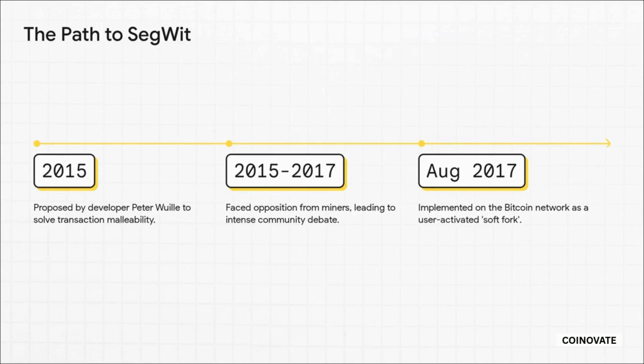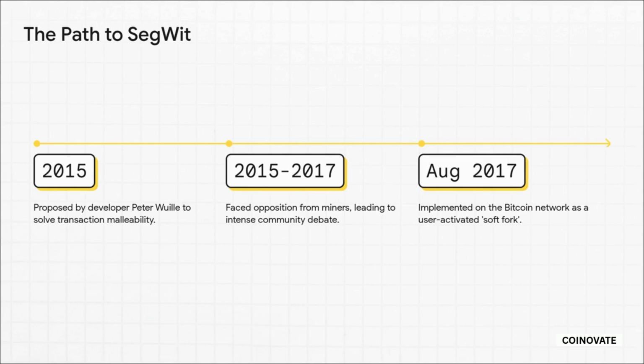But this seemingly simple idea did not have an easy ride. It was first proposed way back in 2015 by a developer named Pieter Wuille. What came next was two straight years of really intense, sometimes ugly debate. You had miners who were worried it would kill their profits from fees, and developers who saw it as absolutely essential for Bitcoin to grow.